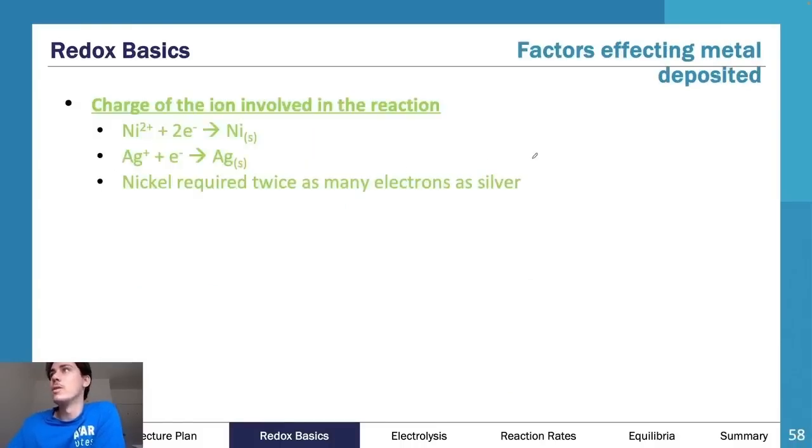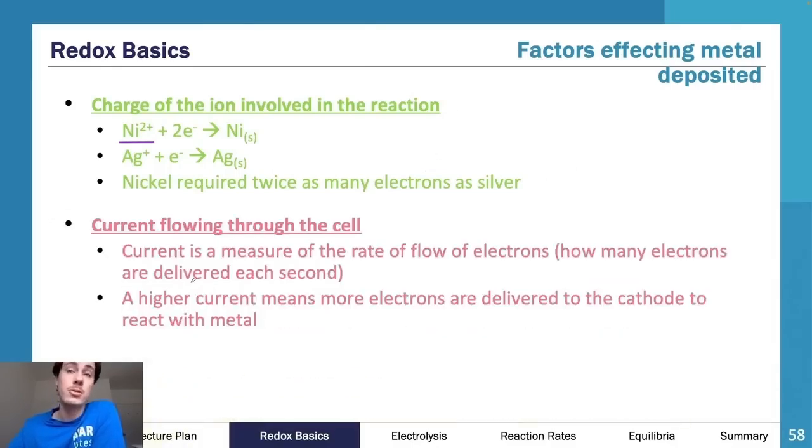All right, so what are the factors affecting the metal that is deposited? First of all, there's the charge of the ion involved in the reaction. To make a solid nickel atom from nickel ions, I need 2 electrons, whereas for silver I only need 1 electron. So nickel is going to require twice as many electrons as silver, so it's going to take longer to get the same amount of metal deposited in moles.